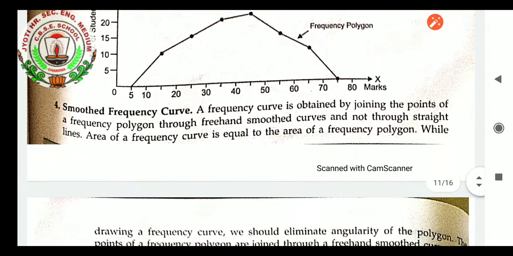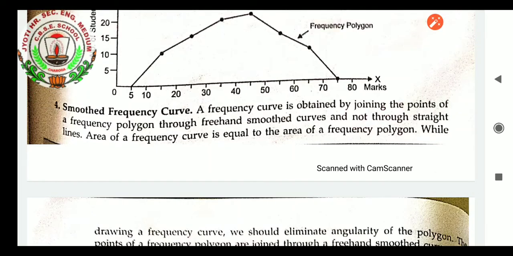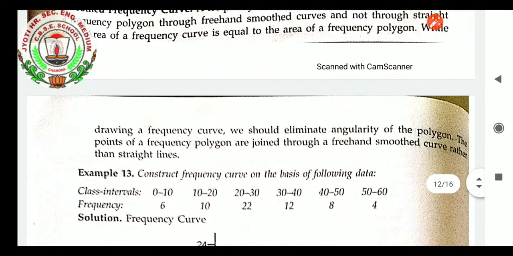Smoothed frequency curve. A frequency curve is obtained by joining the points of a frequency polygon through freehand smoothed curves and not through straight lines. The area of a frequency curve is equal to the area of the frequency polygon. While drawing a frequency curve, we should eliminate the irregularities of the polygon. The points of a frequency polygon are joined through a freehand smoothed curve rather than straight lines.